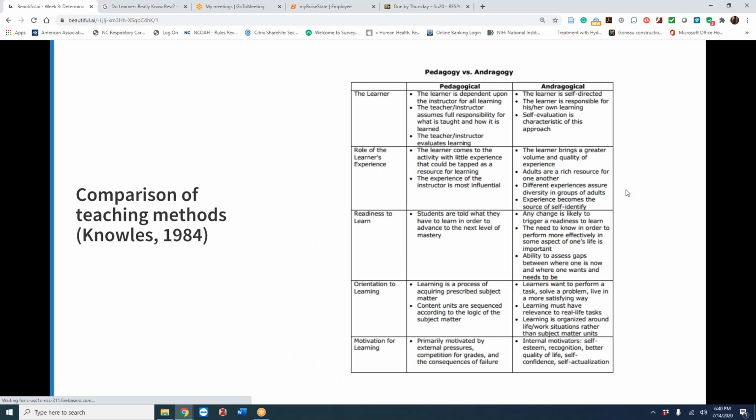So when we look at pedagogy and andragogy in this reference, let's go to readiness to learn. The pedagogical approach is students are told what they have to learn. So somebody with a very high internal locus of control would not respond well to the pedagogical approach. If they had the external locus of control, they probably would. So if you have a group of students or staff that like direction, they're not going to probably like the andragogical approach, because there's less direction, because we're going to rely on what they already know.